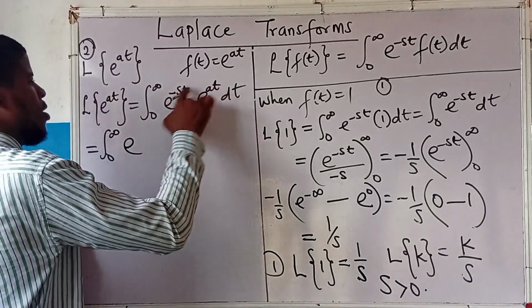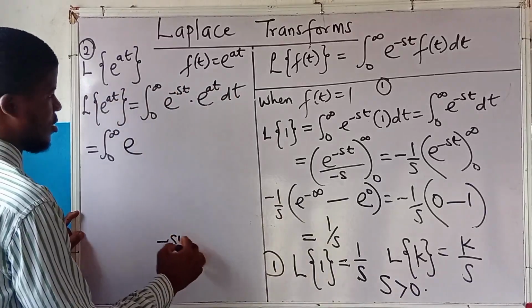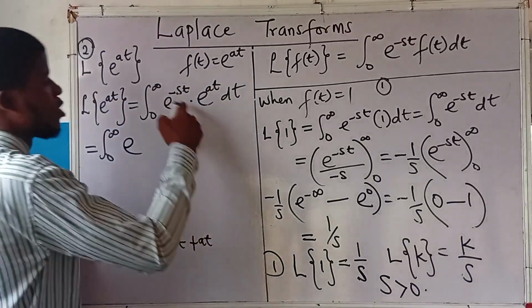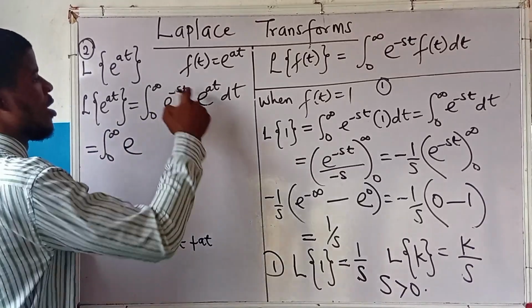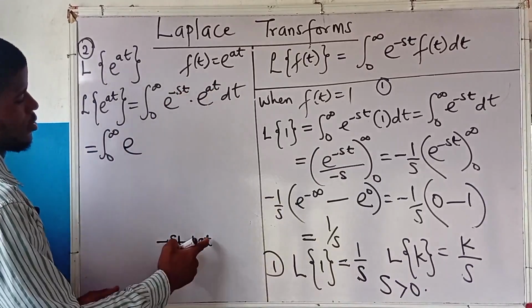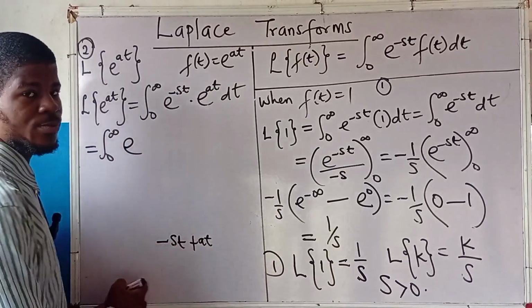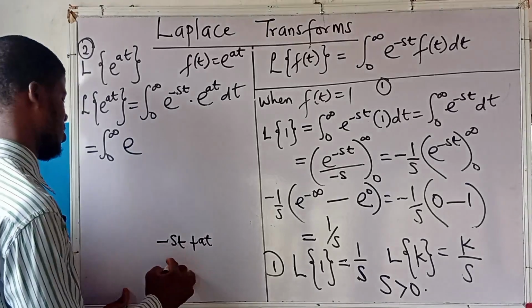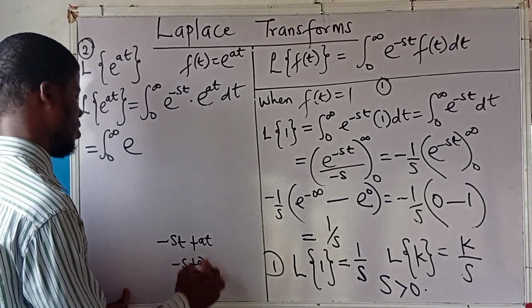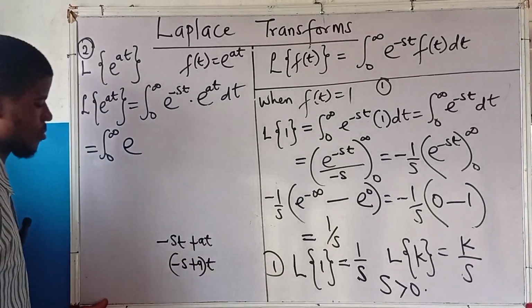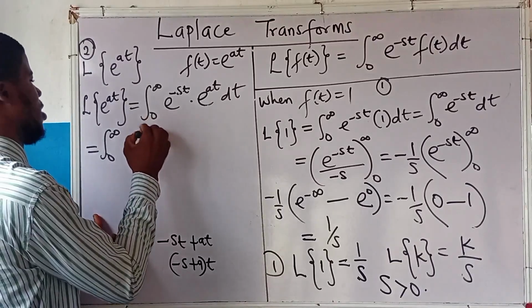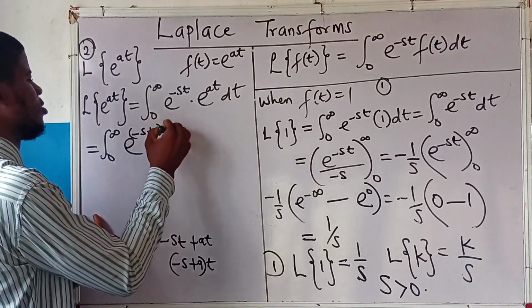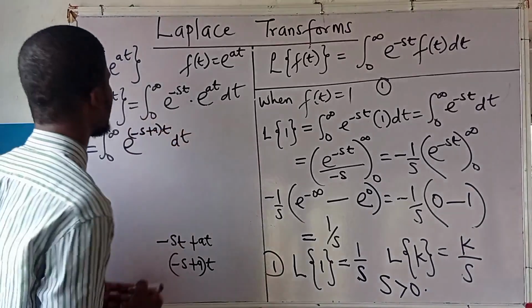Now I should be adding their powers: minus st plus at. Since they are multiplying each other and they have the same base, I'll just take one of the base, then add their powers. But t is common to both, so I can write this as minus s plus a into t. Do you agree? Yes. So this is e to the power of minus s plus a in brackets into t dt.